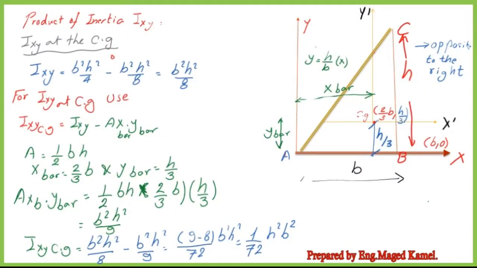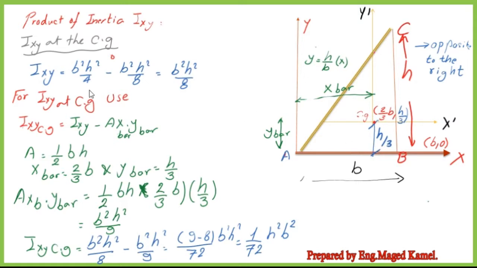Hello everyone. In this segment, we are going to get an expression for the product of inertia at the CG. We still have this triangle ABC, a right angle triangle. The opposite side is to the right. And we have the CG apart by x bar from the y-axis. The x bar value is 2/3 of b, while the y bar is equal to h over 3 from the x-axis.